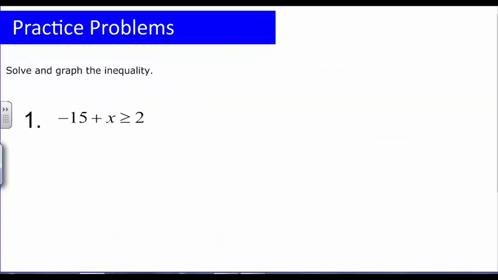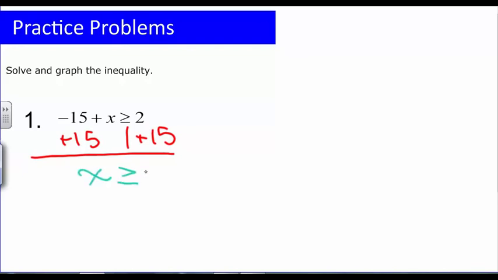Alright, here's a problem for you to try on your own. Negative 15 plus x is greater than or equal to 2. So I want to zero out the constant that's on the variable side. I'm going to add 15 to both sides. And when I do this, I get x is greater than or equal to 17.